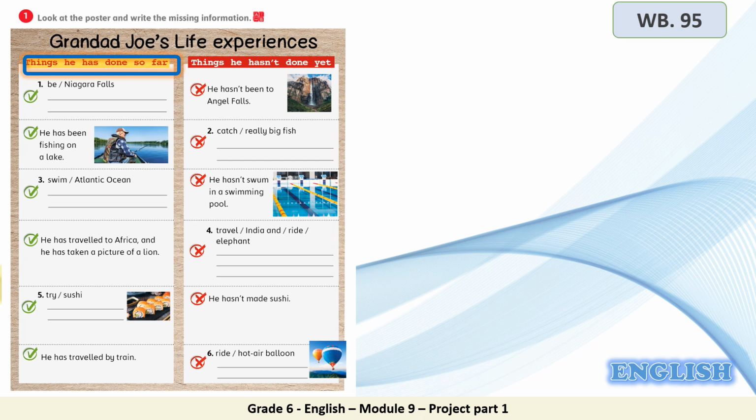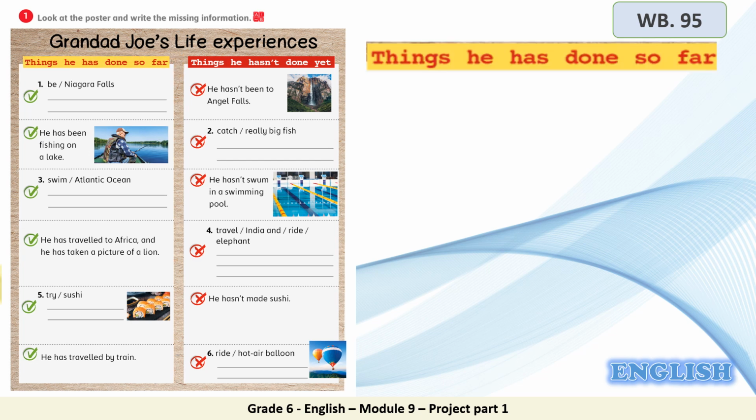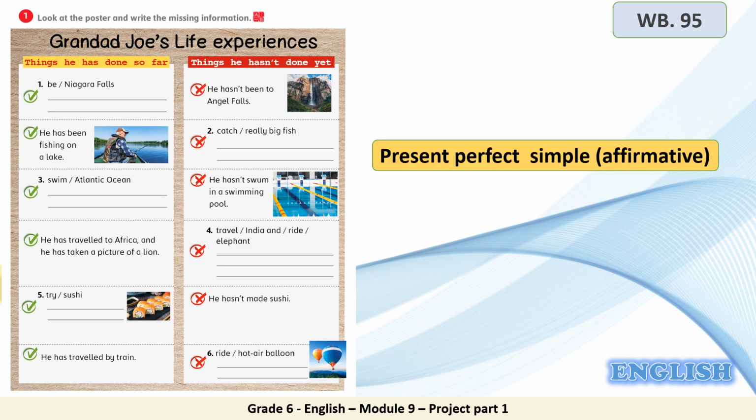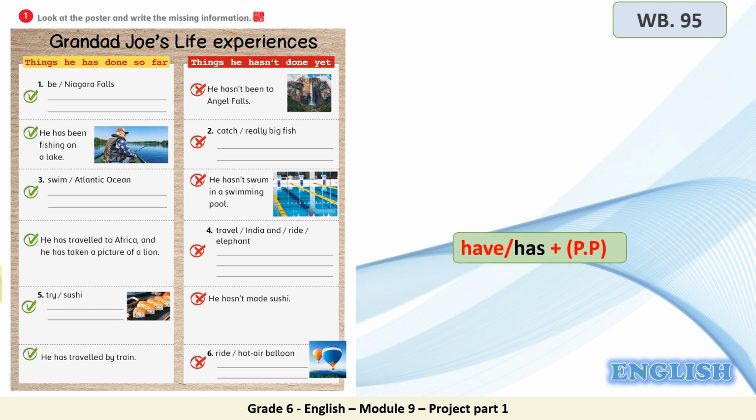But now, which tense did he use on the left, the things he has done so far? Can you notice which tense did he use here? Excellent. He used the present perfect simple, affirmative form. How can we form this tense? Excellent. We use have or has plus pp, or the past participle of the verb. So to complete the sentences on the left, we need to find the past participle for the verbs given.